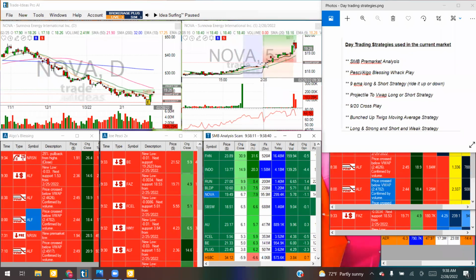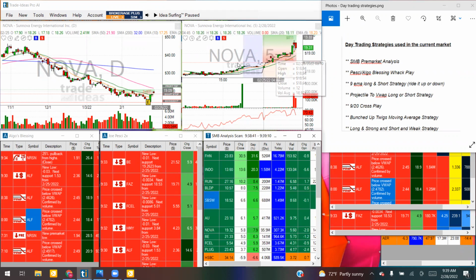Now let's look at Nova. Nova is an example of a stock that did not consolidate pre-market, so we wouldn't even consider it. We don't care if it's going up, going down, right? We could play it as a trend play when the market opens, like a 9 EMA, but we can discuss that later. We're talking about the SMB play, and no, it's not consolidating.